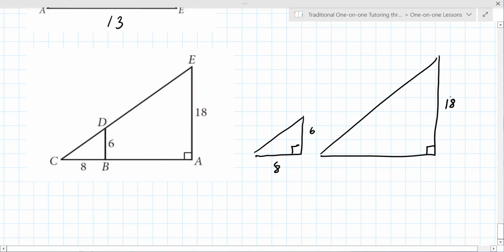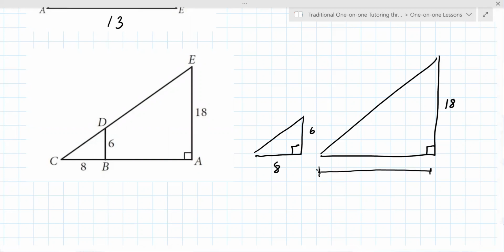And then again, just like we talked about, you figure out the multiplier or the division, but I like the multiplier because multiplying is easier. So, times 3, divide by 3. So what's this other line segment here? 24. Yes.